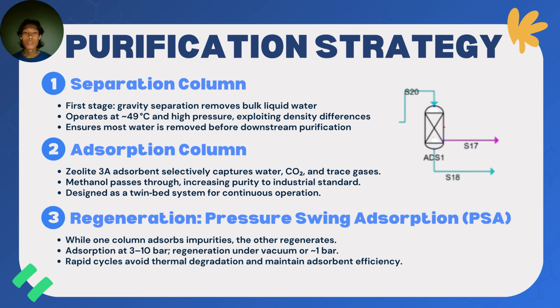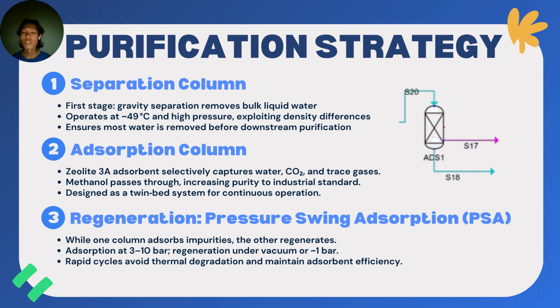To ensure the plant operates 24/7 without interruption, we utilize a twin bed pressure swing adsorption (PSA) system. While one column is actively adsorbing impurities at high pressure, ranging from 3 to 10 bar, the other is undergoing regeneration at a lower pressure or vacuum, which is approximately 1 bar. These rapid cycles prevent thermal degradation of the adsorbent and maintain high efficiency over the long term.